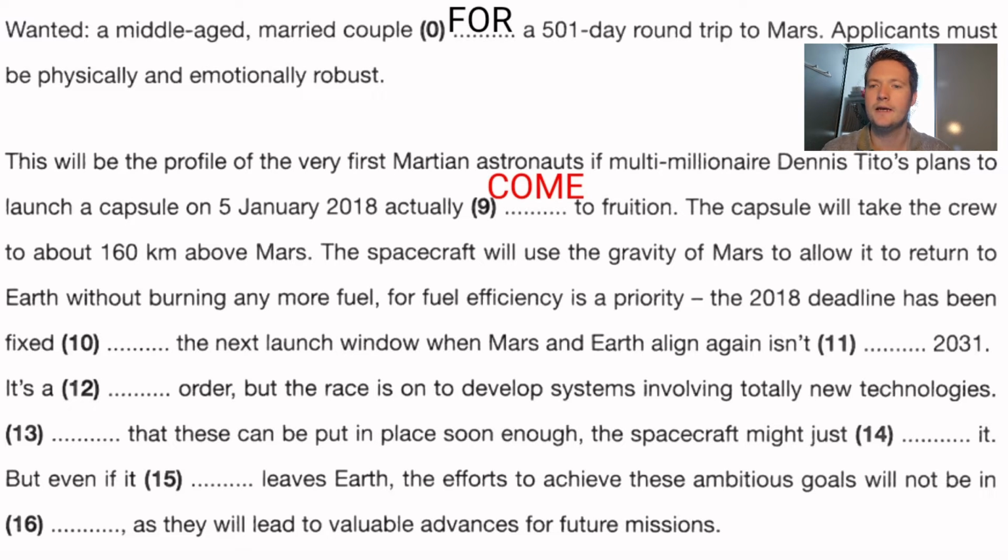The 2018 deadline has been fixed. The next launch window when Mars and Earth align again isn't 2031. Okay, so I think this one's a bit complicated. Again, sometimes you have to read the whole sentence a couple of times just to grasp exactly what they're trying to say. So, the spacecraft will use the gravity of Mars to allow it to return to Earth without burning any more fuel for fuel efficiency is a priority. And then it's kind of like a separate point here, I think. It says the 2018 deadline has been fixed.